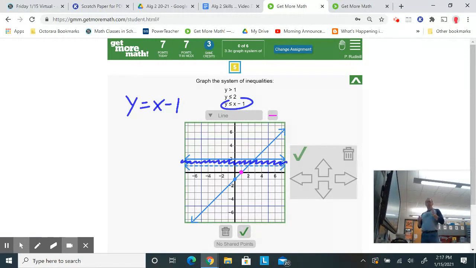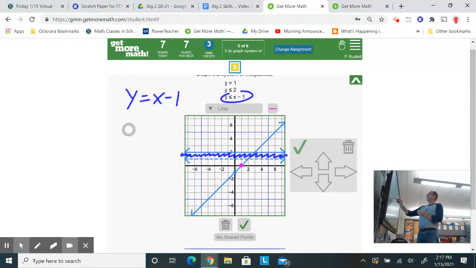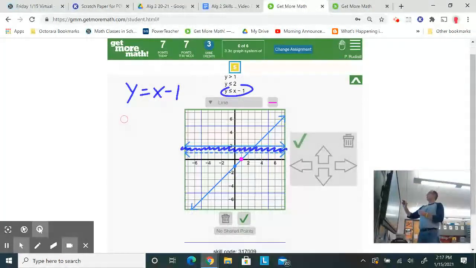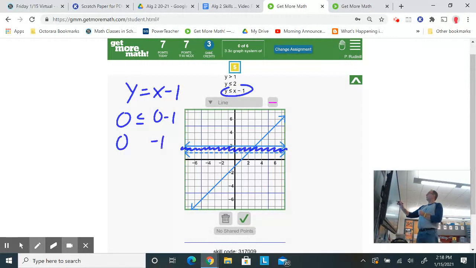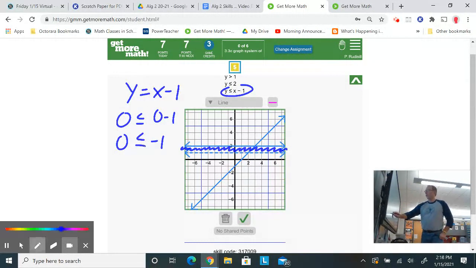Good. Now we're going to test 0, 0 to see which way we shade on that. So if I put a 0 in for y and a 0 in for x, and the symbol was less than or equal to, so I have 0, I have -1. Is 0 less than or equal to -1? The answer is no. So I would shade going away from the origin. So I would shade going this way.